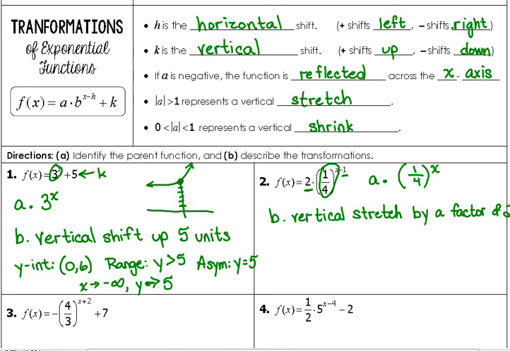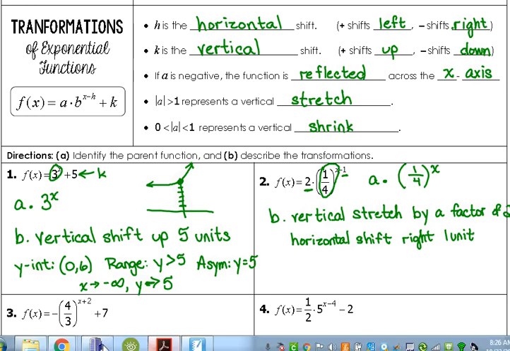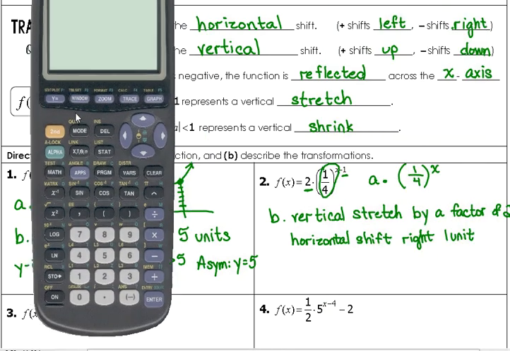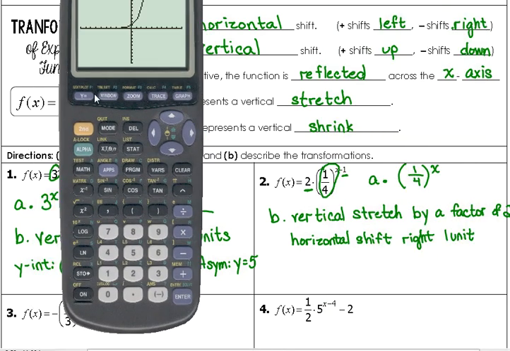Okay? And that -1, it's a horizontal shift because it's with the x, so that's horizontal. And it's -1, so that's the opposite of what we would expect. That's actually right 1 unit. Okay, it's shifted right 1 unit. Now, I didn't compare the graphs on the first one, but we've got several things going on here.